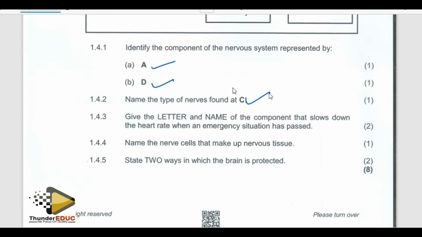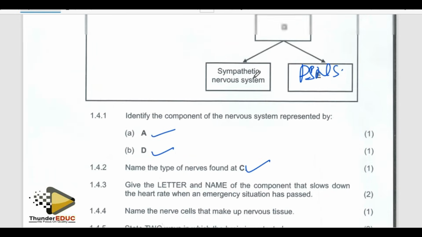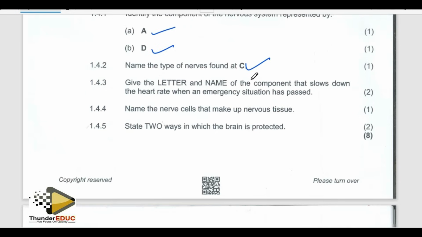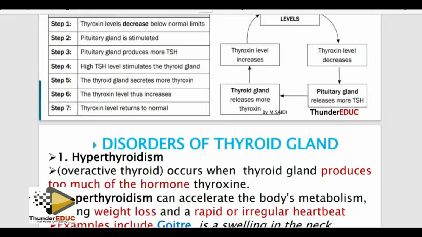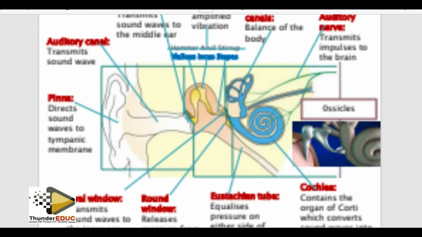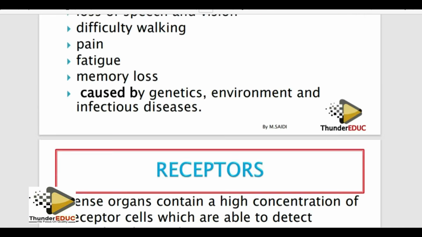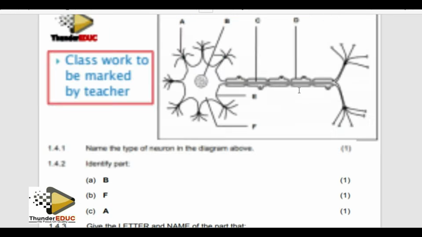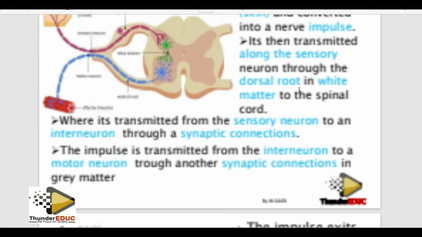Give the letter and the name of the component that slows down the heart rate when the emergent situation has passed. Meaning that the sympathetic nervous system raises the situation, the parasympathetic reduces the situation. I've been talking about this in the distinction material. Let me show you from the distinction material. Yes, even in paper 2, use this distinction material. There is no way you can fail this. This is nothing when it comes to our distinction material book.